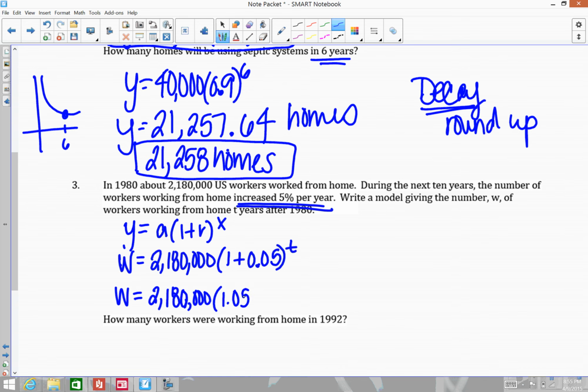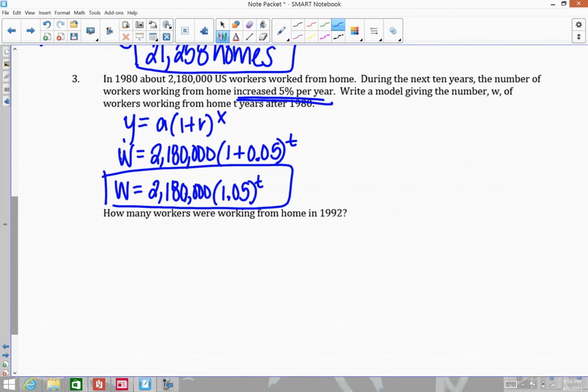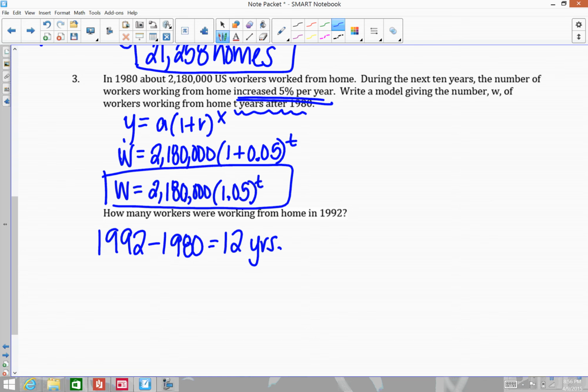So I'm just going to combine those. So here's my equation. And then for the next part, it's asking me how many workers were working from home in 1992. So remember, T represents the number of years after 1980. So you're going to do 1992 minus 1980, which tells me 12 years. So now you're going to use that and plug that into your model.